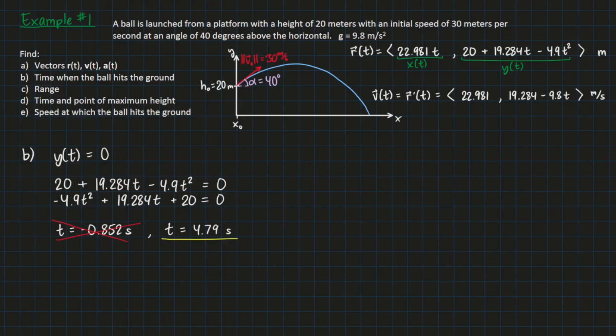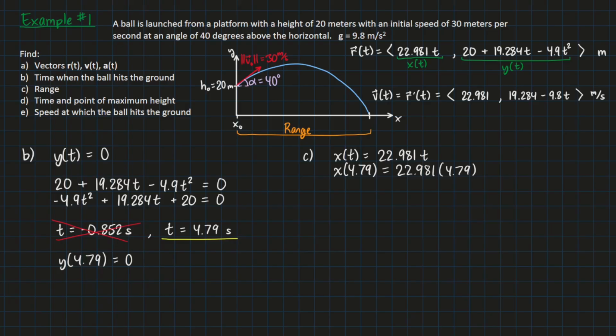In general, we want to take the time that is later, because that is the time the ball is on the ground at the end of its trajectory. Part C asks for the range, and the range is the horizontal distance traveled. To get that, we look at the x value of the position function at the time the ball hits the ground, and we just solved for that time in part B. So we can take that value and plug it into the x component of RFT. And this is going to equal approximately 110 meters.